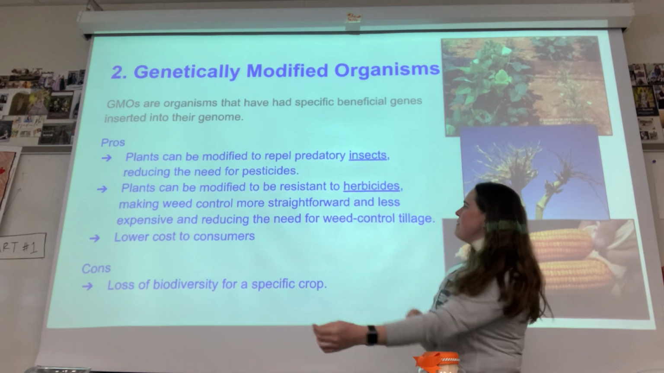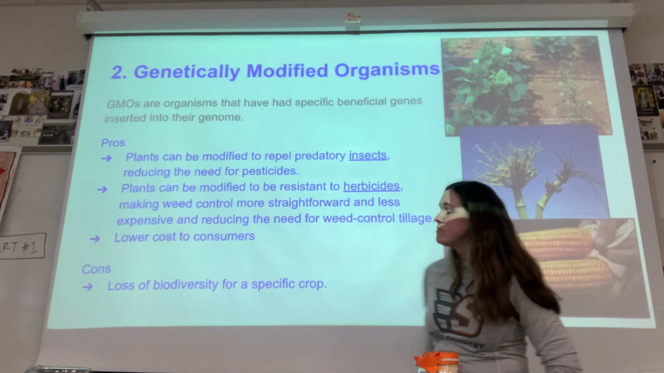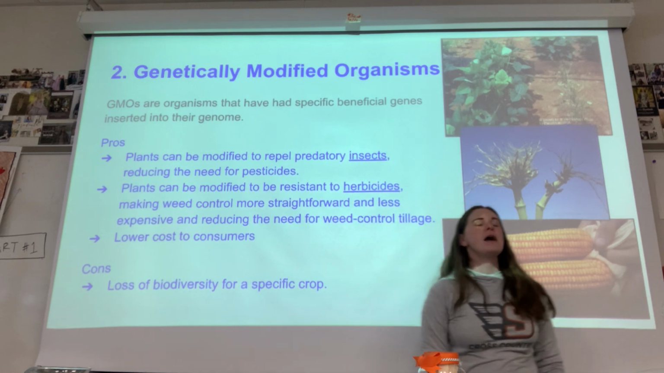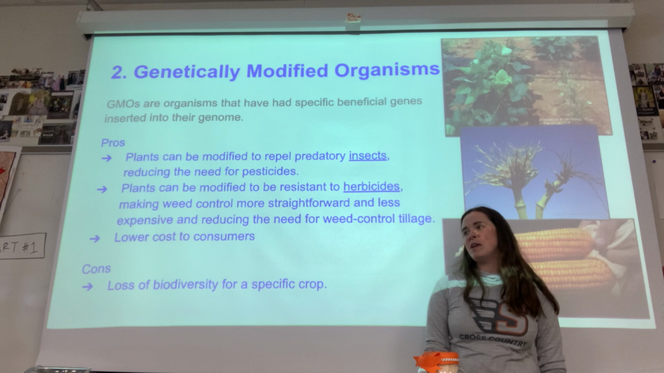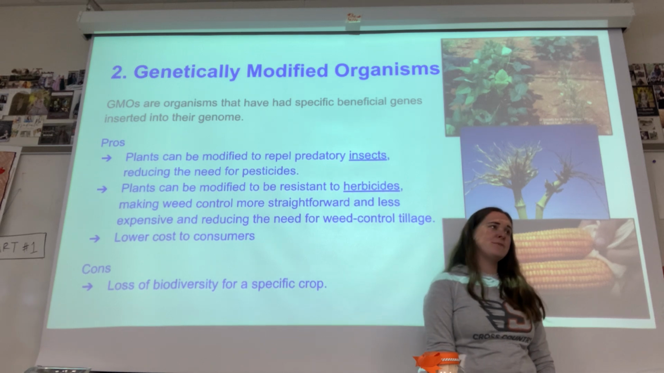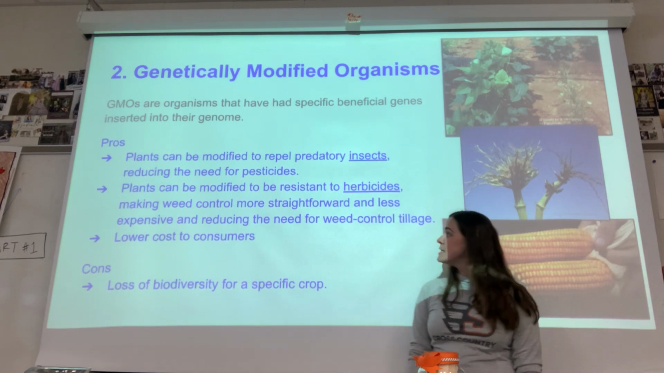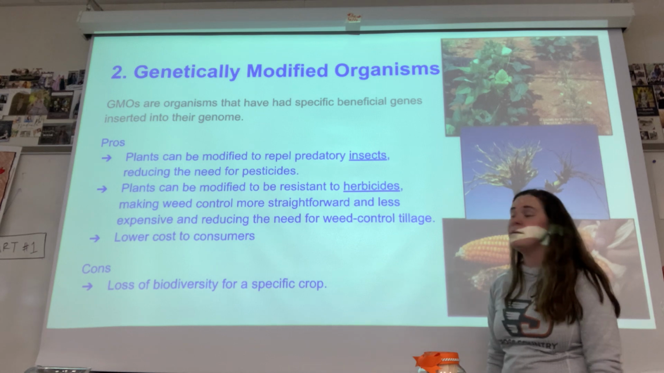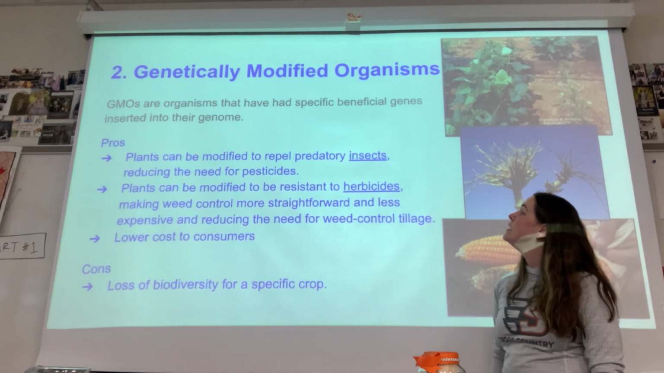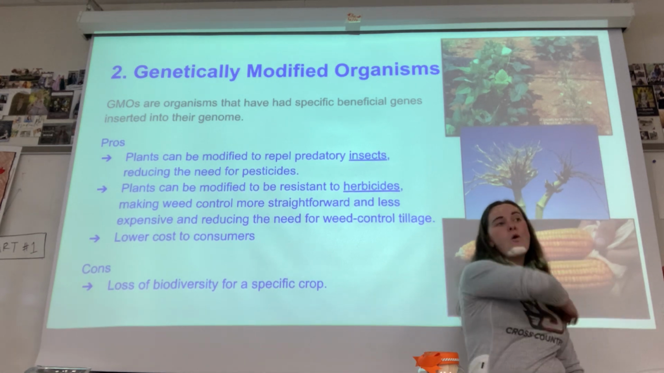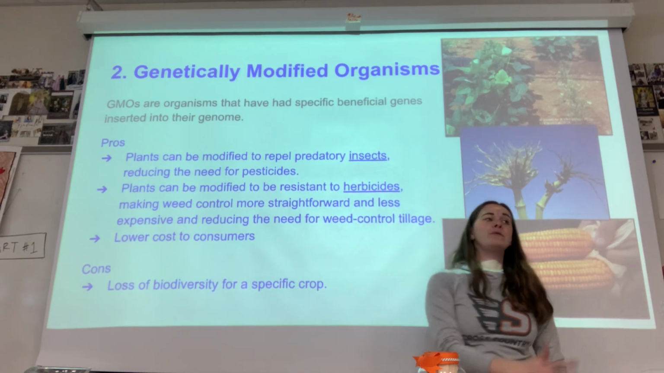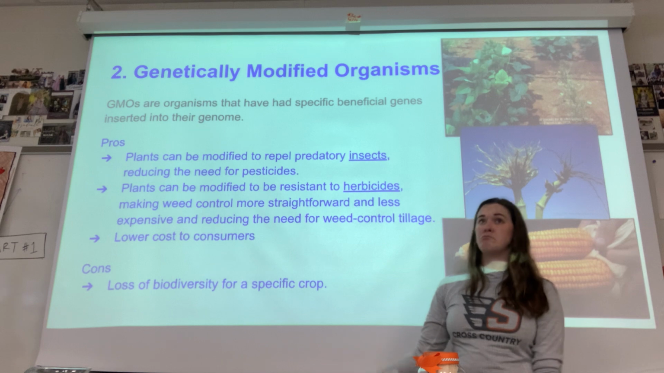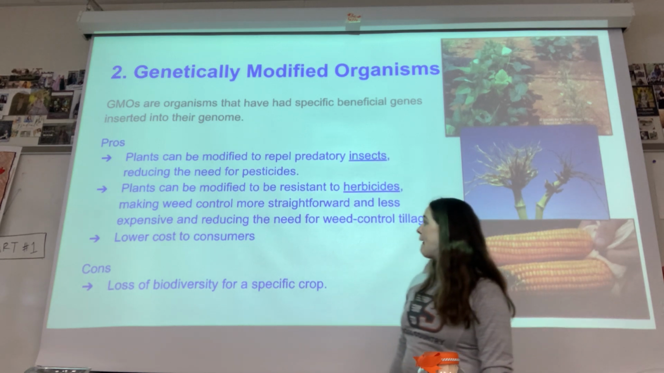Number 2, plants can be modified to be resistant to herbicides. Herbicides are sprays we spray on our plants to kill the weeds around them. Weeds are bad for gardens because they compete for the same nutrients in the same space as other plants. So if we can make plants resistant to herbicides, then we can just spray the whole crop field. All the things that we don't want to die will survive, while all the things that we do want to die will go away, which will make it really beneficial.